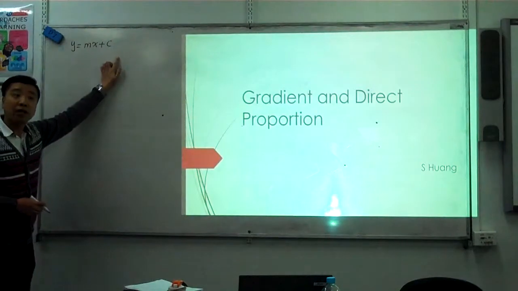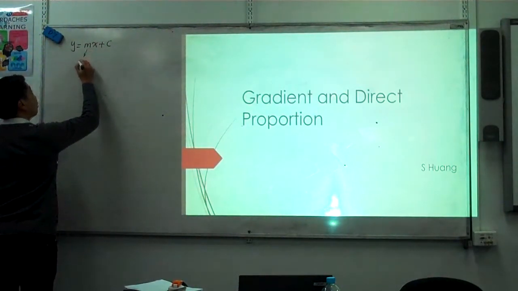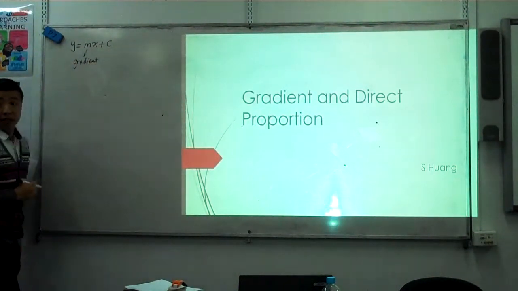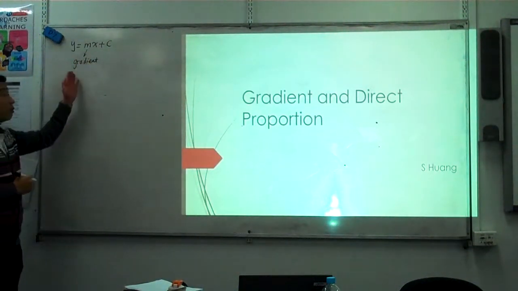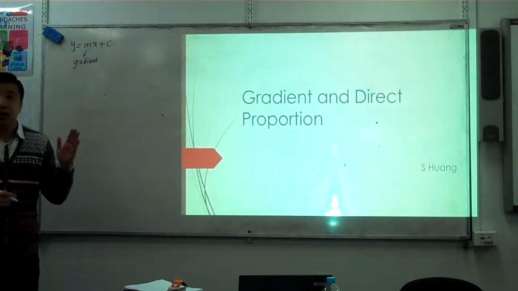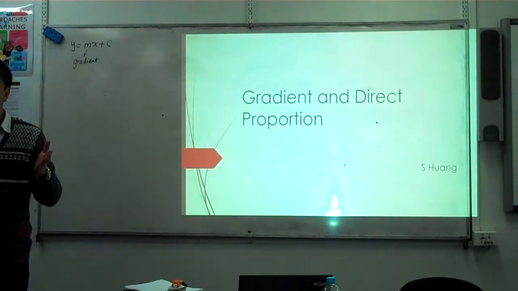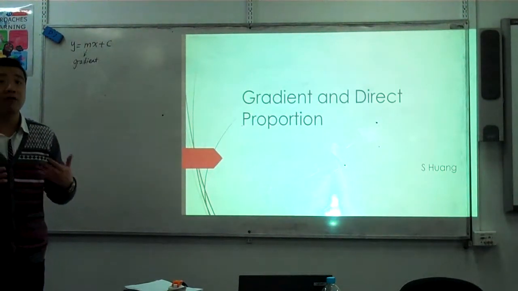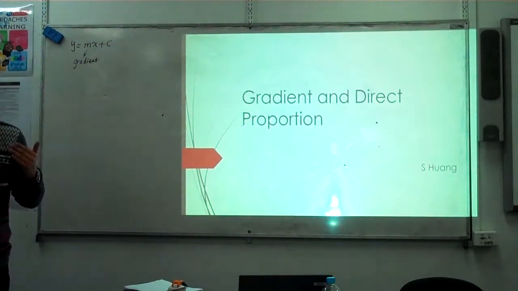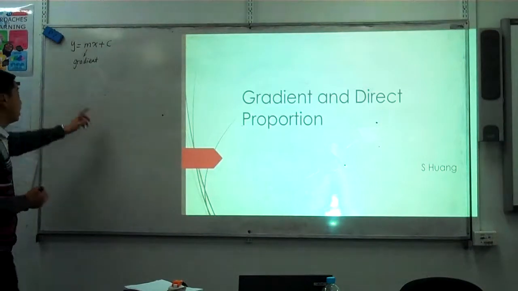Okay? So why is it called gradient and intercept form? The reason is M is called gradient. Now, we use gradient to tell whether the function is positive or negative. Positive or negative represents whether the line is going up or going down. Good.